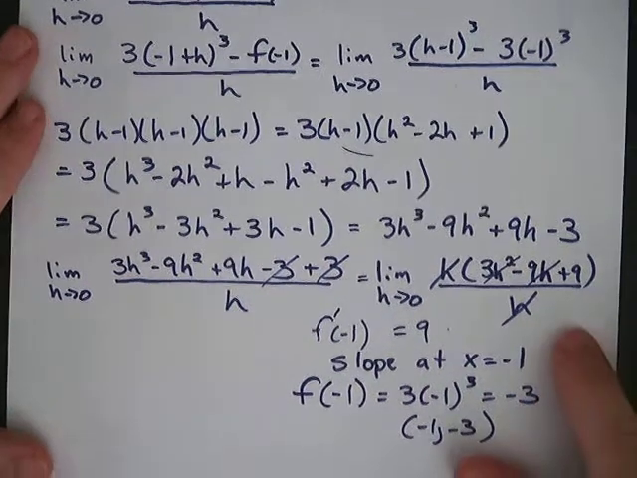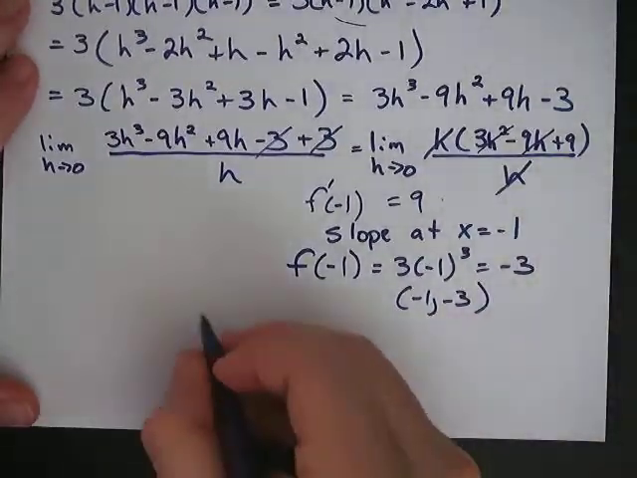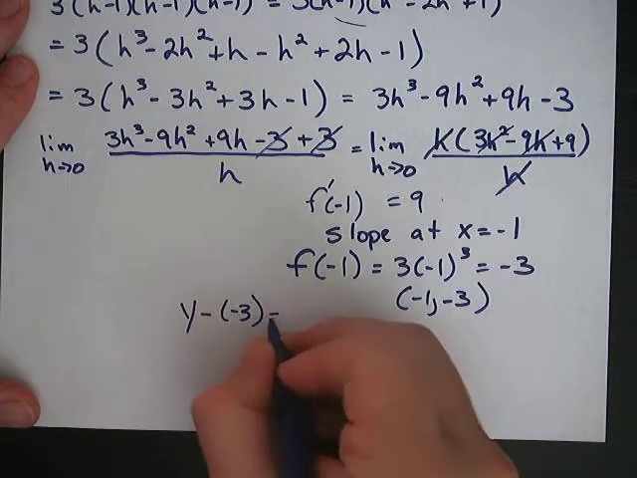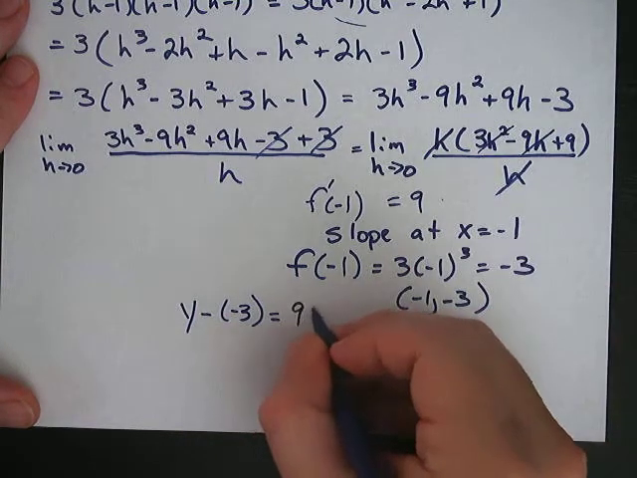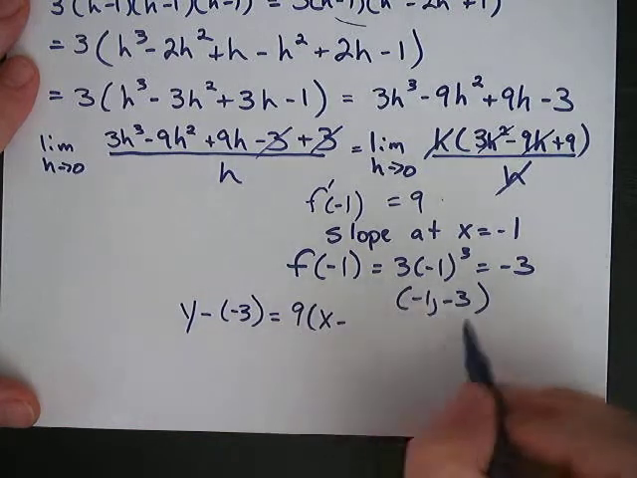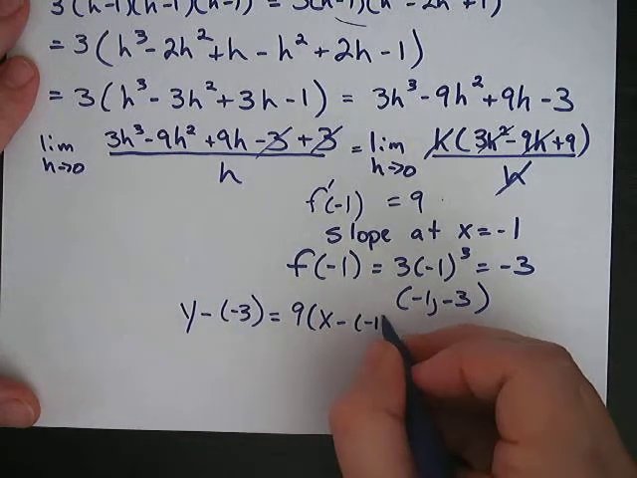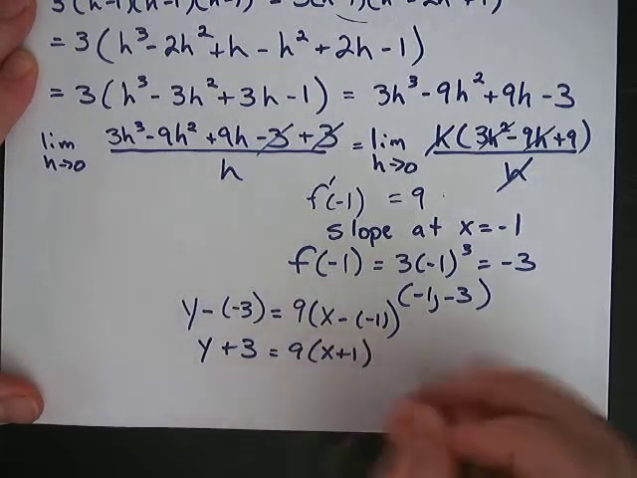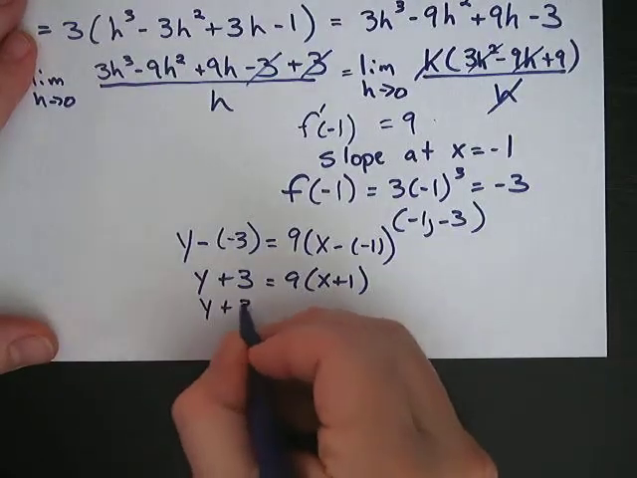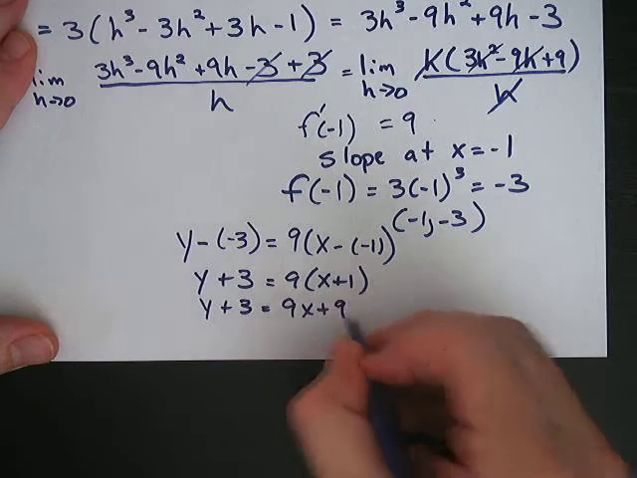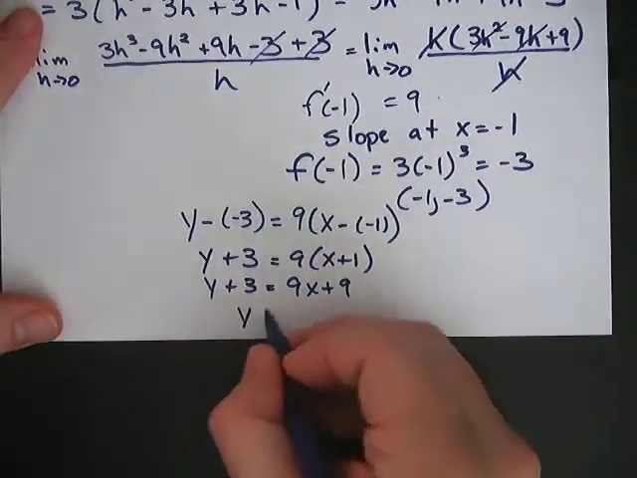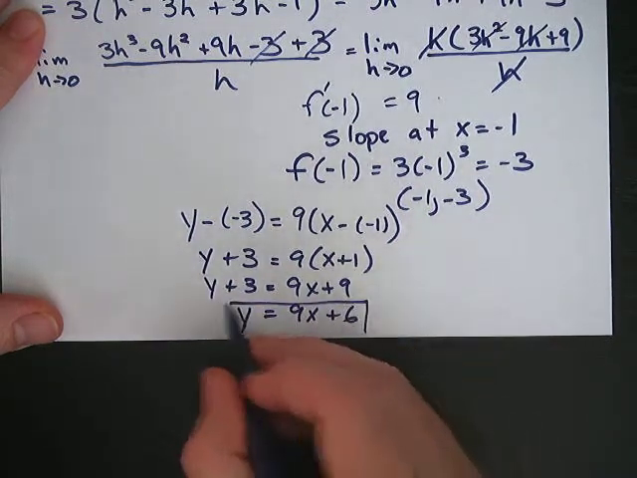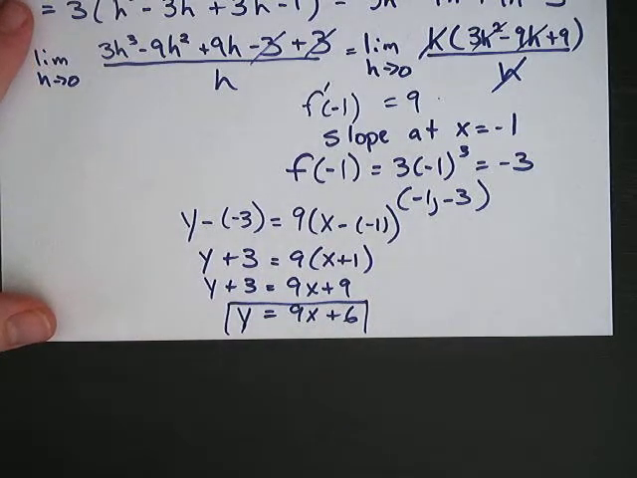Our slope is 9. With that information, we can easily write a line. It'll be y minus, what's our y value? Negative 3, equals m, the slope, times x minus negative 1. Okay, so that's y plus 3 is equal to 9 times x plus 1. So that's y plus 3 is equal to 9x plus 9. Subtract the 3 from both sides, and we get y is equal to 9x plus 6. This is the line tangent at x equals negative 1 to the given function.